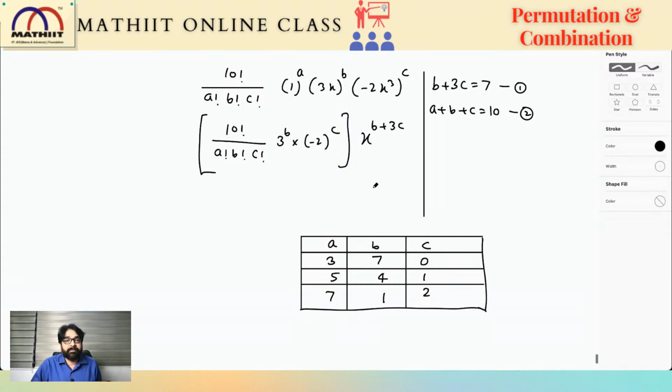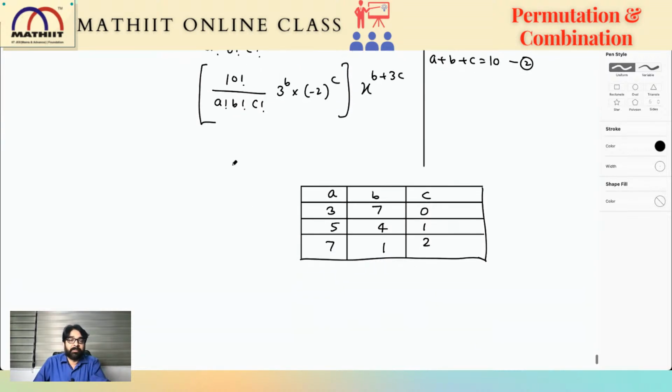Have you understood the point? There are 3 terms which contain x power 7. So what is the first term? The first term's coefficient will be 10 factorial by 3 factorial, 7 factorial and 0 factorial, into 3 power b. 3 power b means 3 power 7 into minus 2 power 0. This is the first coefficient. X power 7 will contain this.